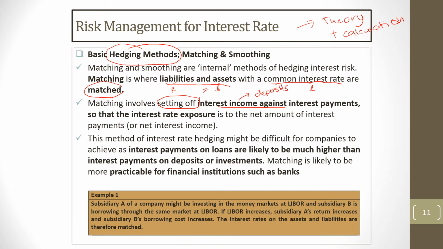Interest income adalah deposit, contohnya kalau kita masukkan duit, kita dapat interest. So itu we call as interest income. Against interest payment adalah bila kita issue bond, so it is liabilities kan. Kalau deposit adalah asset, and this one is liabilities. Bila kita issue bond, kita kena pay the interest, so itu adalah interest payment. So ini matching, dia nak set off interest income dengan interest payment, so that the interest rate exposure is to the net amount of the interest payment or net interest income. So dia nak set off.